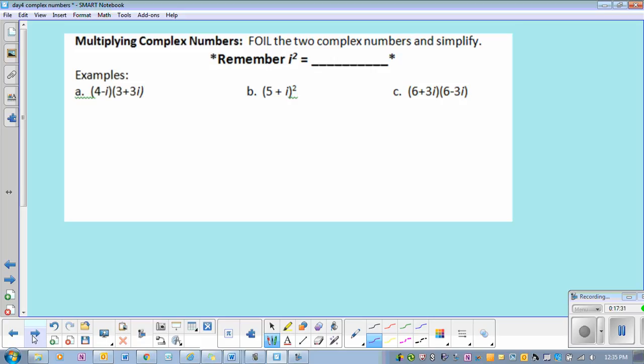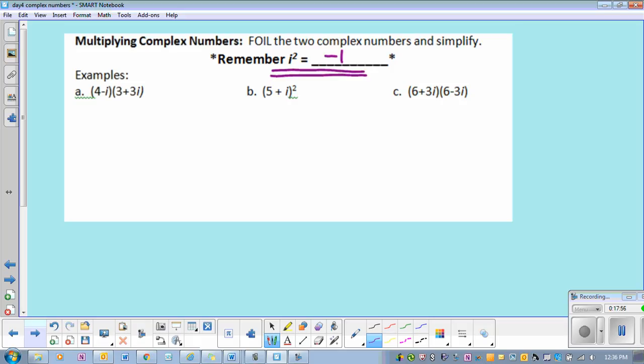So basically we FOIL, or we double distribute everything, and then we simplify. Here's the thing, guys. If you have i squared, you cannot leave it as i squared. What was i squared again? Negative 1. Remember, i squared equals negative 1. That is very, very important.